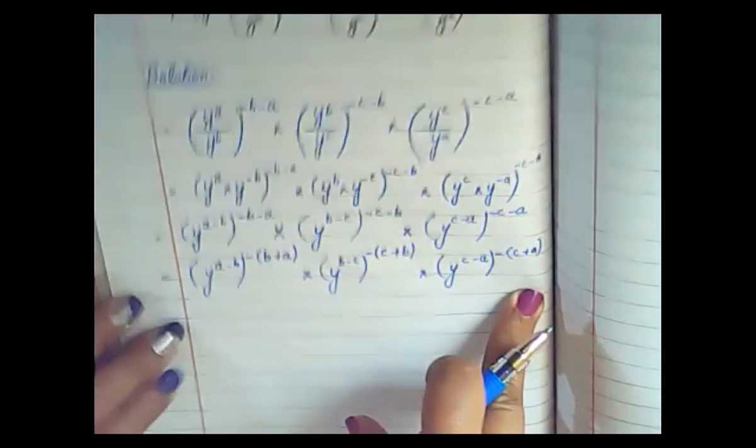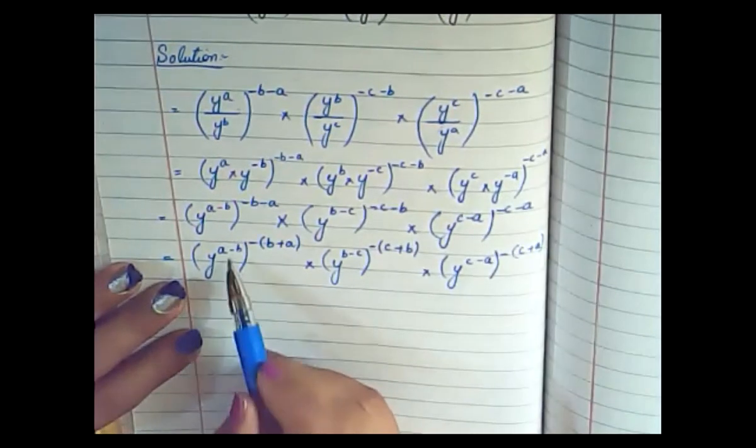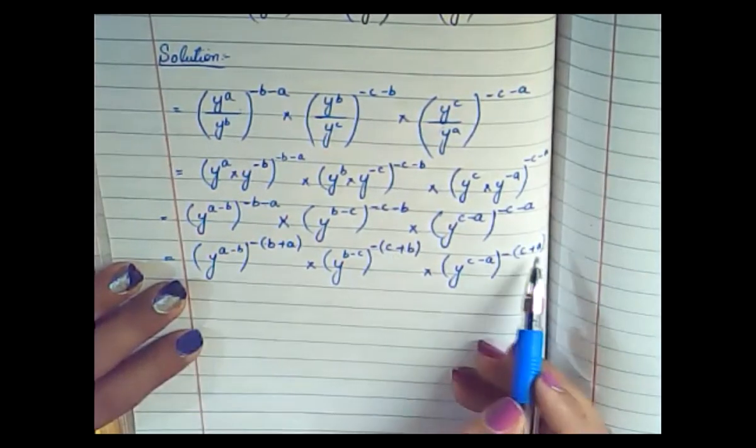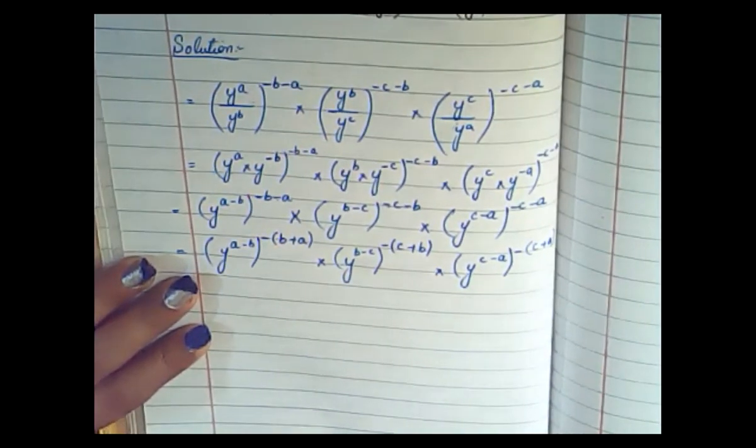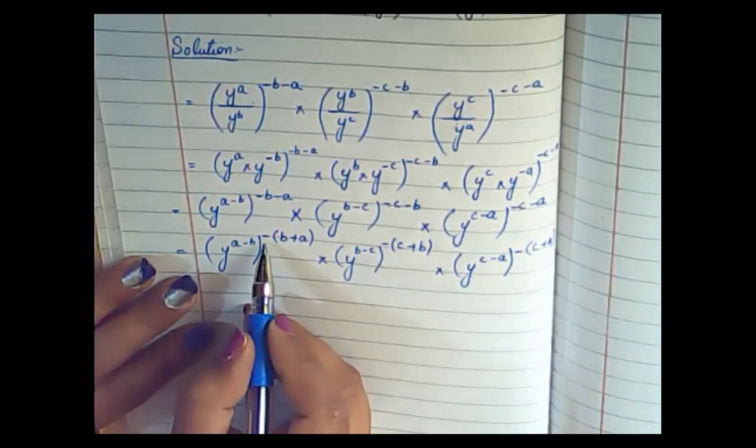Understand? Clear? Now what do you have here? Power of the power, power of the power, power of the power. So when you have power of the power, simply you will multiply the powers. But as you can see here, you have the minus sign first.